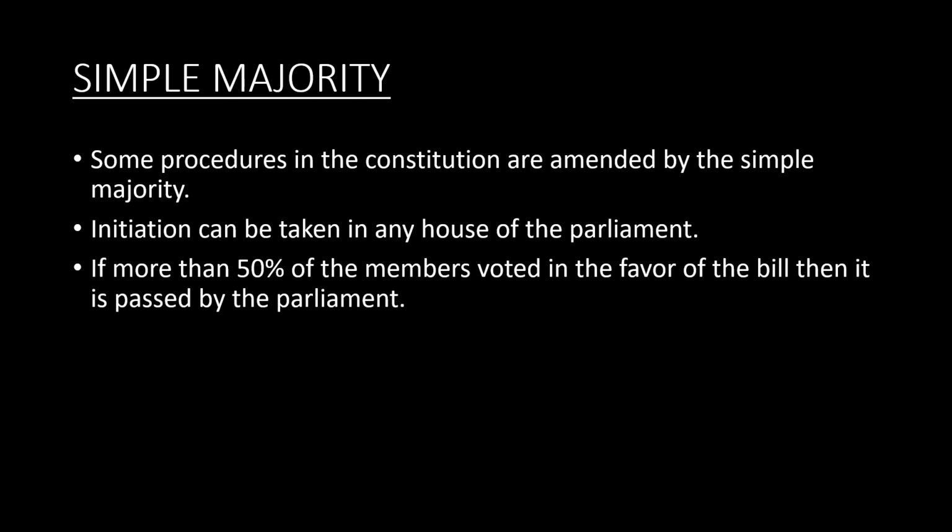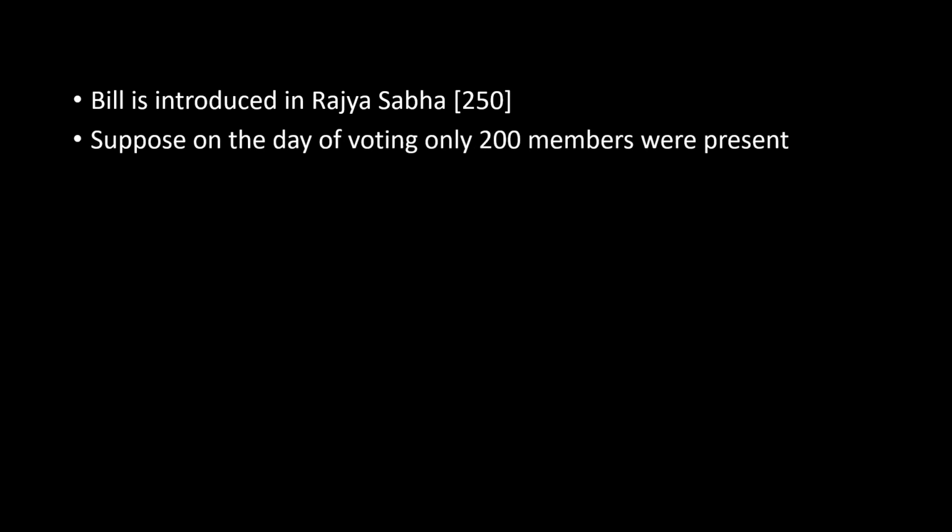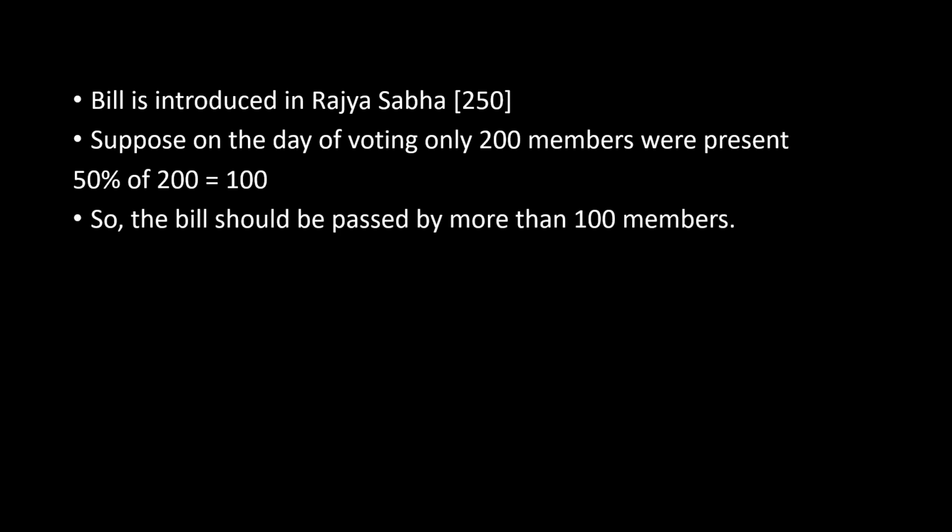Let us understand this in detail. Suppose the bill is introduced in Rajya Sabha. We know that the total strength of Rajya Sabha is 250 members. Suppose on the day of voting, only 200 members were present. So just now we saw that in case of simple majority, 50% majority is required. So 50% of 200 is 100. So it should be passed by minimum 100 members of Rajya Sabha. Then it will be considered as passed by Rajya Sabha.